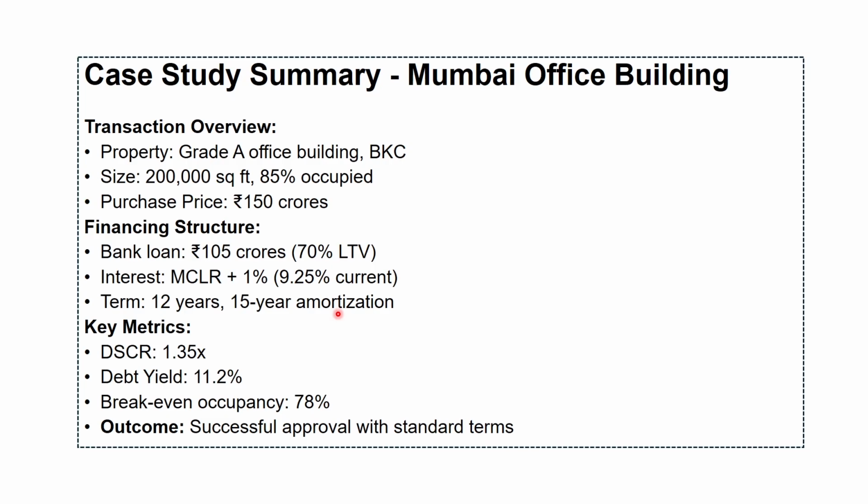So that is the period, and key metrics: DSCR will be 1.35x, debt yield is 11.2%, and break even occupancy is 78%. And because all these are meeting standards, all these basically are showing that this is a robust business and it can be lended. So any lender would definitely go for it.